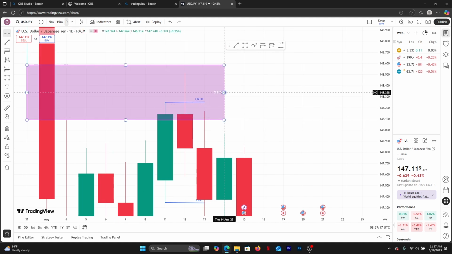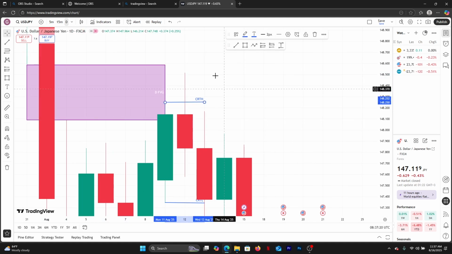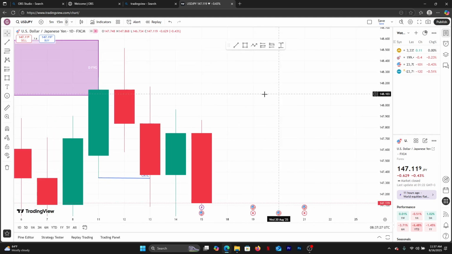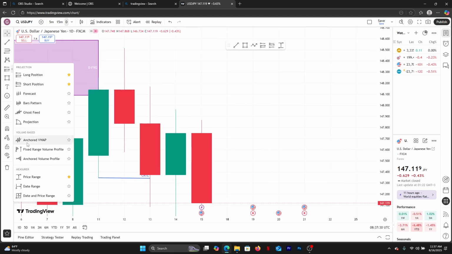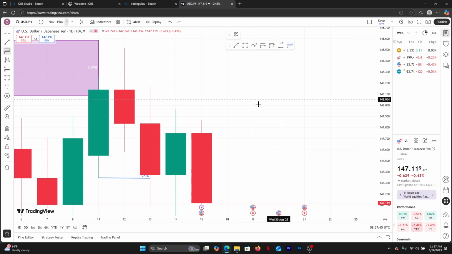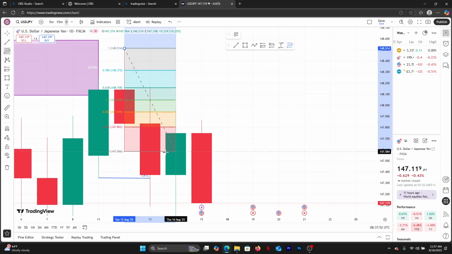Now with that done, the next step is you want to have this candle give you a dealing range. A dealing range, how do you determine a dealing range? You use the Fibonacci tool. We use the Fibonacci retracement tool right here on this candle that will give us that high that swept the high, and the low.